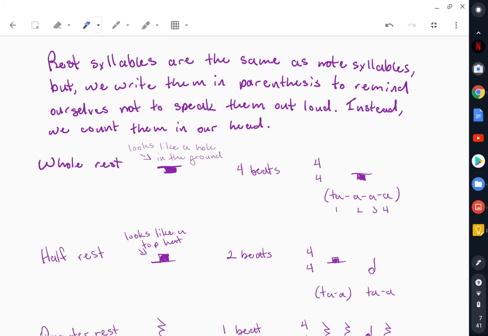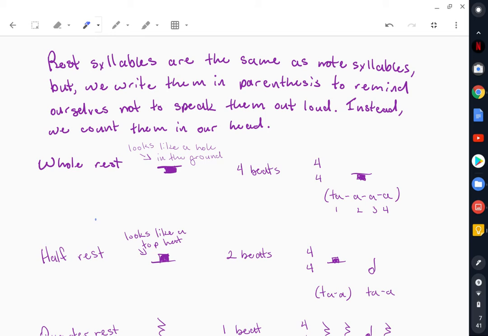So as we said, rest syllables are the same as note syllables, but we write them in parentheses to remind ourselves not to speak them out loud. Instead, we count them in our head. So if we look at our whole rest, this is what it looks like. And just to help you remember what it looks like, it's kind of like a hole in the ground. So this is the top part of the ground, and then that's the little hole. It's 4 beats. If it's 4 beats, it's going to have 4 different syllables, just like our whole note. But now it's in parentheses so that we know not to say it. All we have to do is count it and say it in our mind silently.